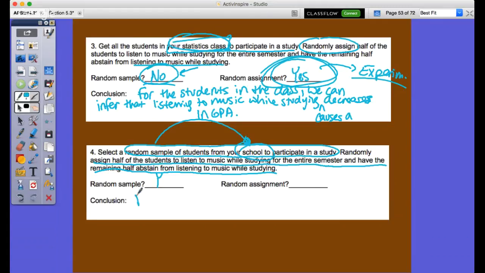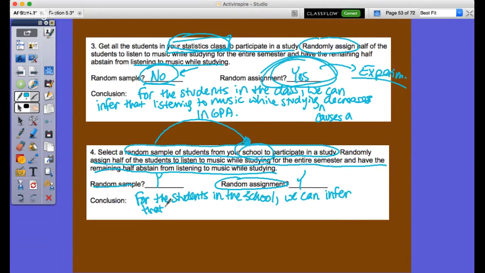But this time we're going to say it a little different. So we say for the students in the school, we can say that because we took a random sample, right? And then we randomly assign. And this is experimental here, okay? Yes, I know random sample, we've said that's observational, it's true. But sometimes random samples are used to allow us to then randomly assign those random samples to two different categories. In that case, it would end up being experimental.